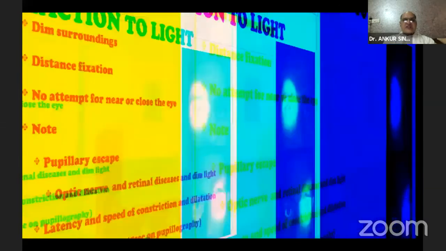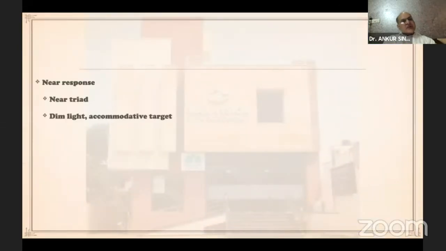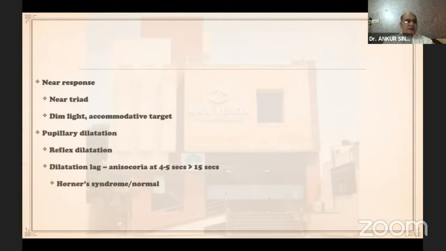Check for the near response, that is the accommodation, convergence, and the near triad, and check for the pupillary dilatation, which could be a reflex dilatation with a voice or a loud noise or pain. Dilatation lag of more than 15 seconds can point towards Horner syndrome, or it could be normal. And light-near dissociation should also be checked, where the reaction to light is almost always knocked off.